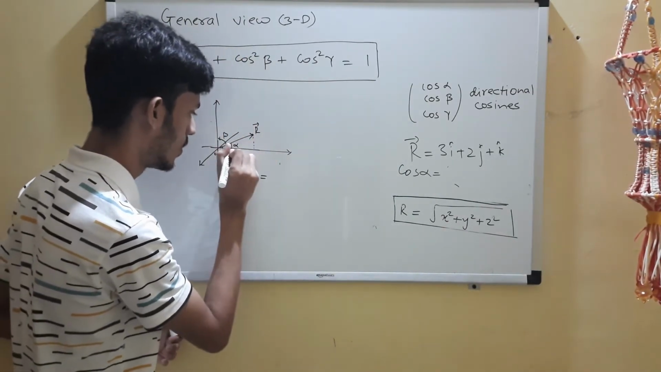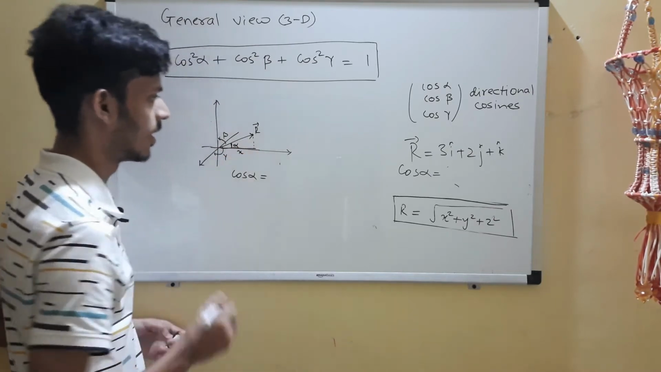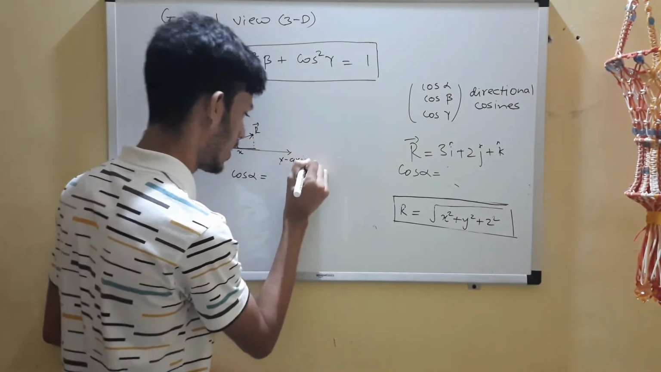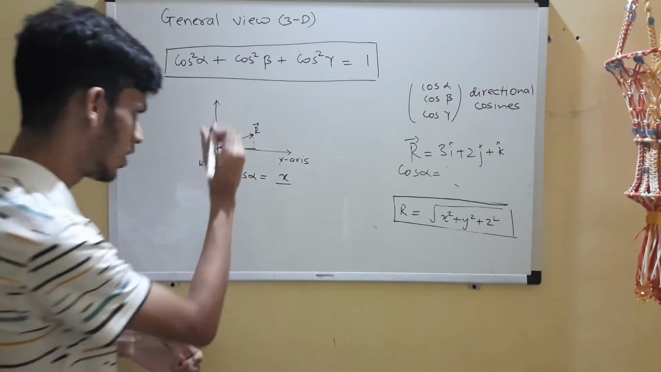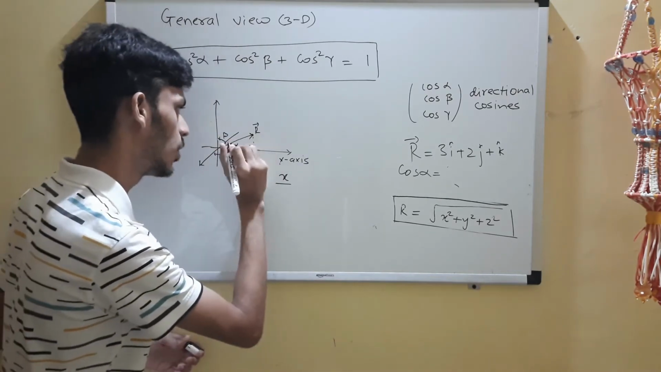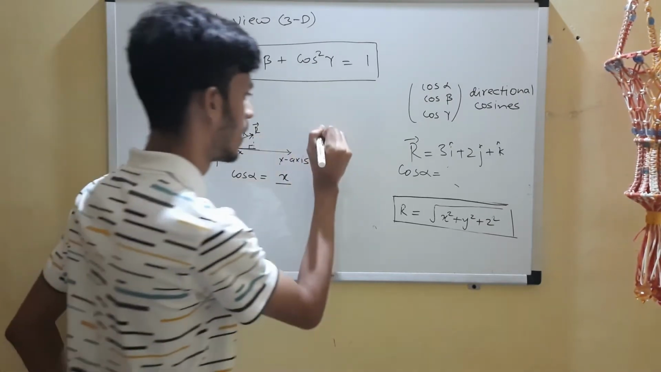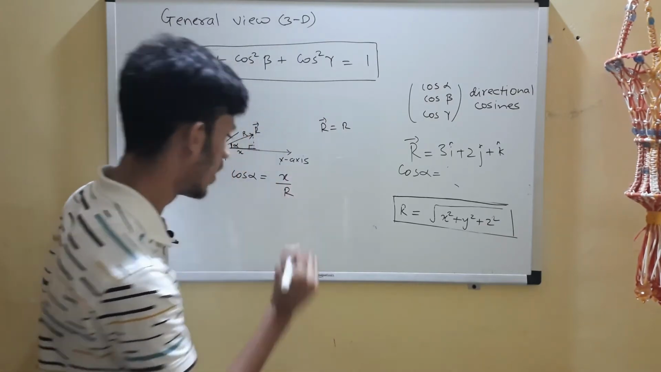So adjacent, if you see, for alpha, which is the angle with the x-axis, adjacent is x itself, the distance on the x-axis. So adjacent upon hypotenuse, right? In this triangle, the hypotenuse is the r vector. What is the magnitude of that? We'll choose it to be r. Magnitude r is r. Okay, so x by r.